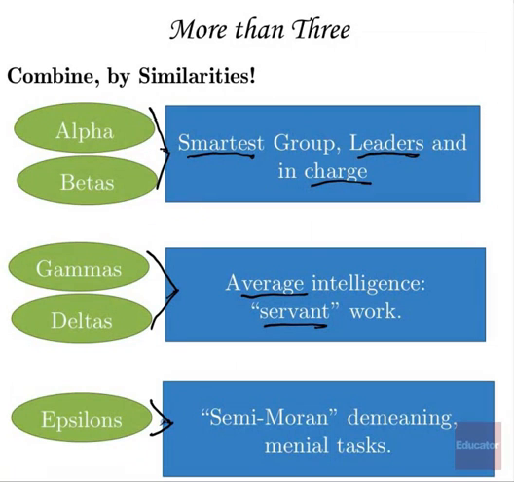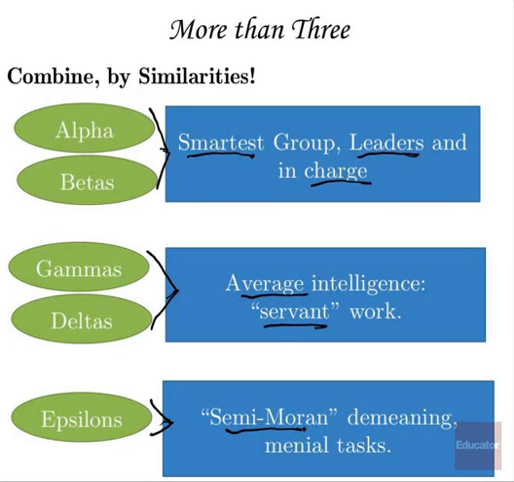If you guys remember in Brave New World, this book right here, epsilons are at the very bottom. They aren't very smart. In fact, they kind of don't even look like they're totally human. And they were called semi-moron, and they do very demeaning menial tasks that, well, I don't even want to describe it, but you get the idea. 1, 2, 3. Now I have 3 paragraphs.